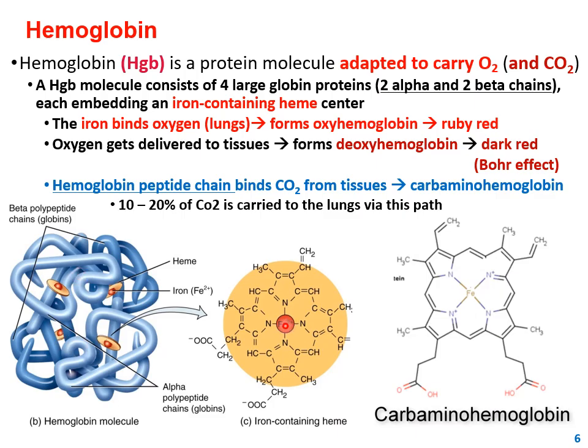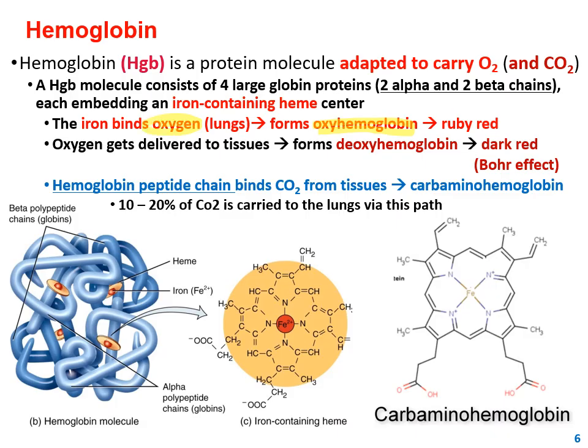So what is going to happen here? When oxygen is bound to iron, it is going to oxidize the iron. So you're going to have a certain color that is produced by this interaction of the iron with the oxygen. When you look at it, it is going to appear very bright red. We call it ruby red, right? So when it is bound to oxygen, you call this oxyhemoglobin.